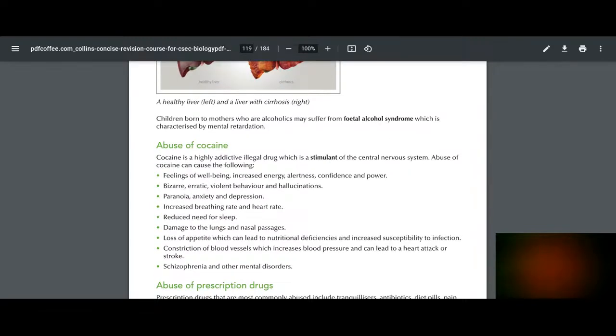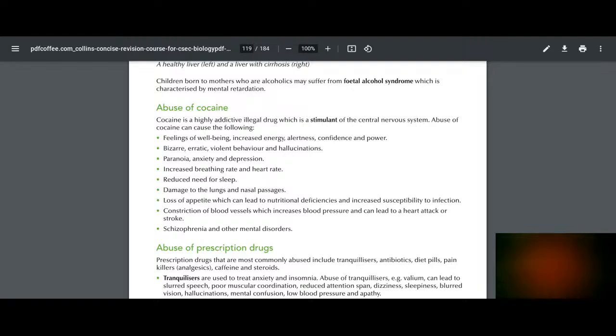The abuse of cocaine. When you talk about cocaine, it can cause the following: schizophrenia and mental disorders, constriction of blood vessels which increases the blood pressure, damage to the lungs and nasal passages, loss of appetite, as well as paranoid anxiety and depression, increased breathing rate and heart rate, reduced need for sleep, as well as feelings of well-being, increased energy, alertness, confidence, and power.